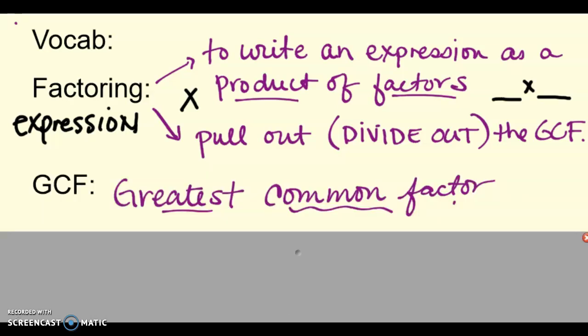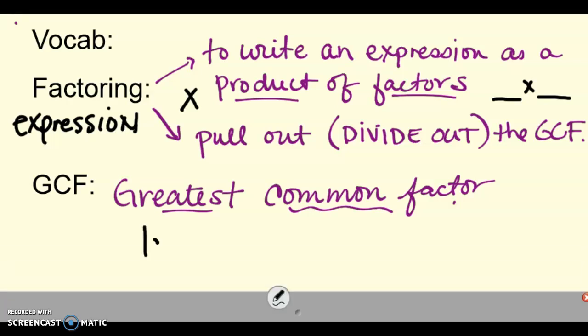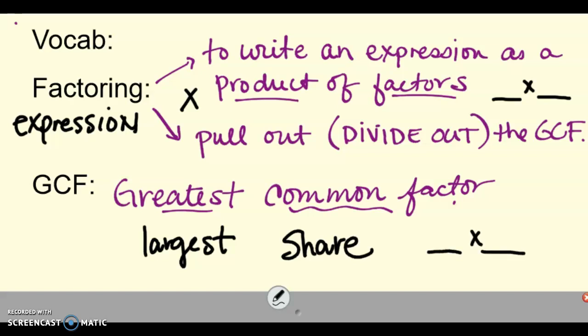Right below our vocab, there should be a place that says GCF on your note sheet. If you need to write it down, that's the greatest common factor. Greatest obviously means largest or biggest. Common means what they share or have in common. And factor means numbers that multiply together to give you something.